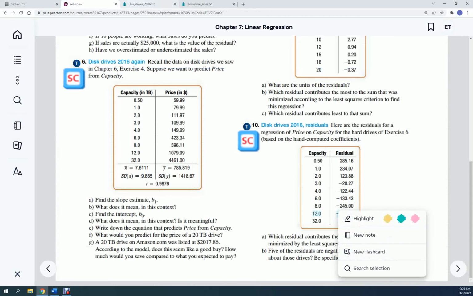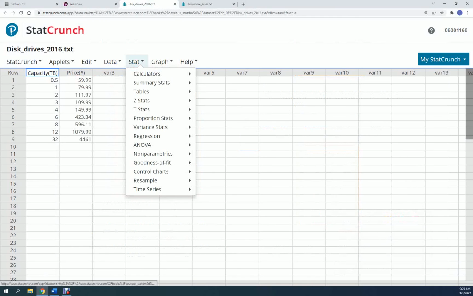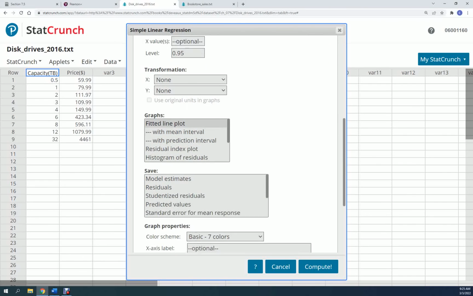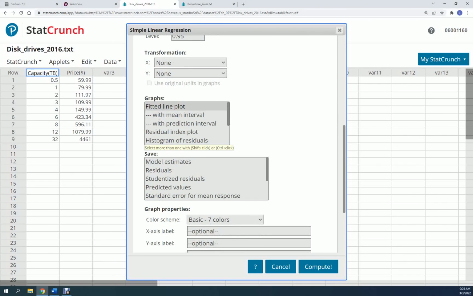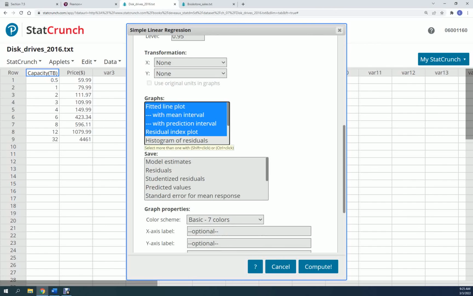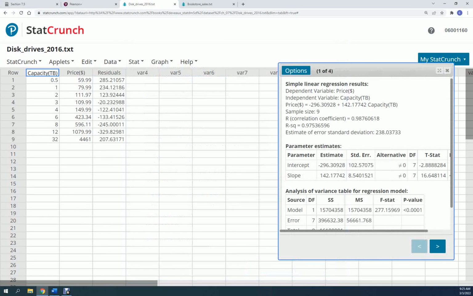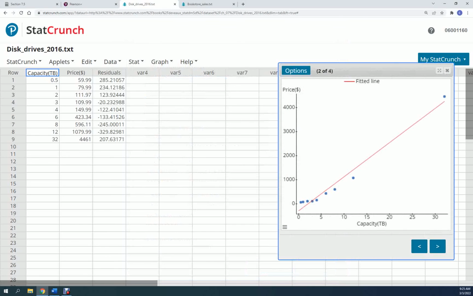And again, let's look at that graphically. So let's go ahead and pull up my regression, simple linear. X is my capacity, Y is my price. I want a fitted line plot. I'm going to go ahead and look at a residual index plot. Oops, I don't want to do the shift. Control, and I want the residuals. So there are my residuals. Here are my points. Now, what are we looking at here?